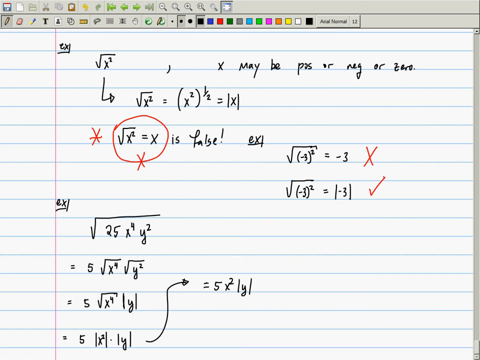Okay, you could do that. It would be equivalent if you put the whole thing in absolute value, sure. Okay, one more. So how about this?